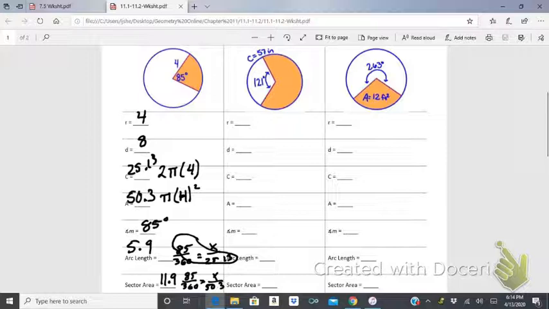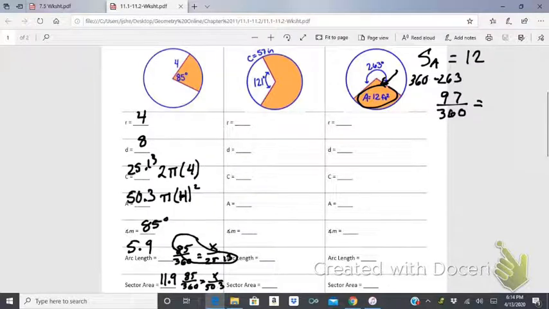Okay? So what I'm going to do is go through this last one because I think it's the most tricky. This thing right here gives me the sector area. It's telling me the sector area is 12 feet. There's only one thing that I know, and that's that sector area has a little formula. What I need to know is how many degrees are in that shaded region. There are 360 total degrees in that shape, minus 263, and when I do that, I end up getting 97. So I know it's going to be 97 over 360 equals sector area over area of the circle.